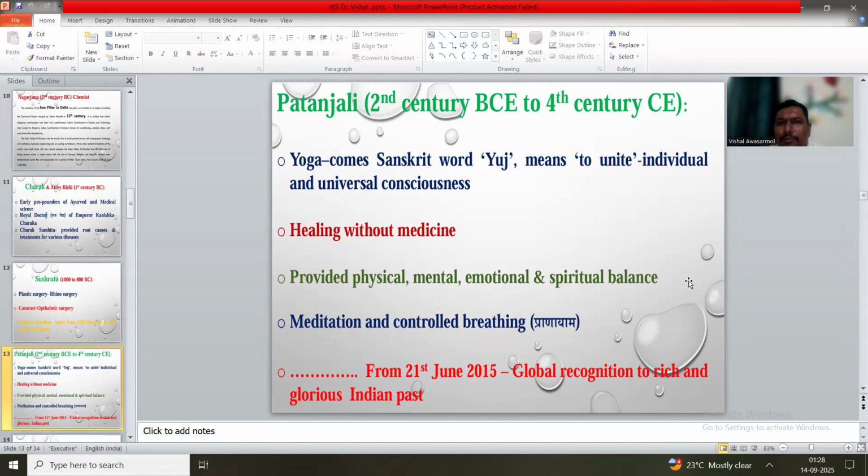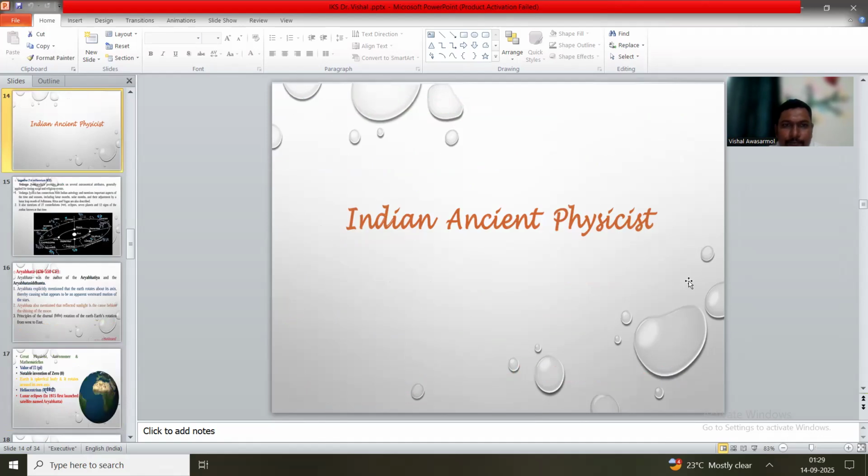Patanjali, 2nd century BC to 4th century BC. Yoga comes from a Sanskrit word that means to unite the individual and universal consciousness. Healing without medicine, it provides physical, mental, emotional, and spiritual balance. Meditation and controlled breathing, that is pranayama. From 21st June 2015, global recognition to the rich and glorious Indian past.